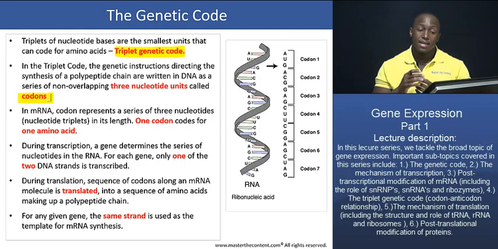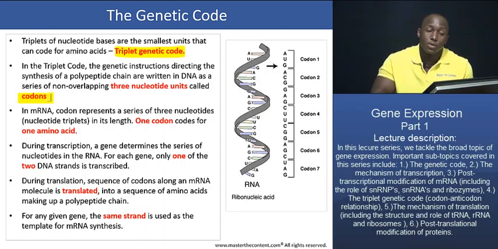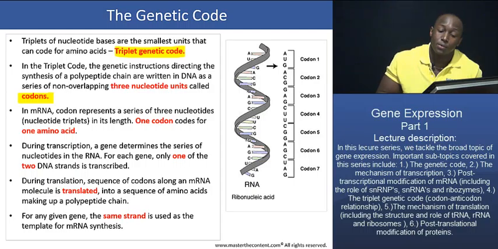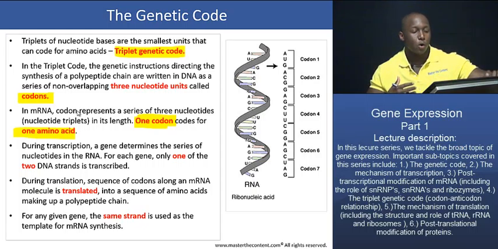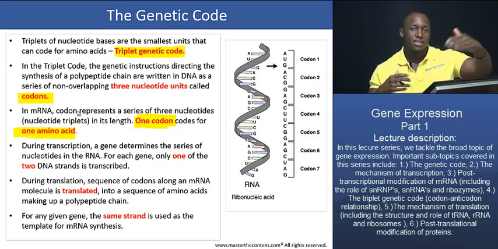Now, in mRNA, a codon will represent a series of 3 nucleotides, like I've said. So one thing I want you to take away from this slide is that 1 codon will code for 1 amino acid. It's 1 to 1. But that codon consists of 3 nucleotide bases. So it's a triplet unit, and this is why we call it the triplet genetic code. I've repeated that a number of times, but I hope that with the constant repetition, this concept is starting to stick.